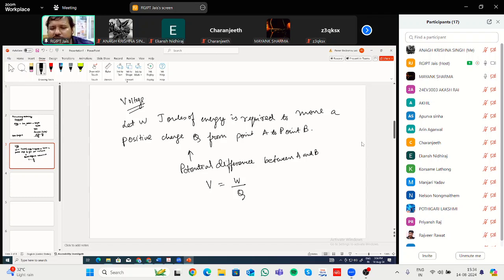What is the unit of this energy? That is joule. And what is the unit of this charge? That is coulomb. So the unit you can also denote as joule per coulomb. So this is the voltage. This is the concept of voltage. This can also be denoted as the work done.